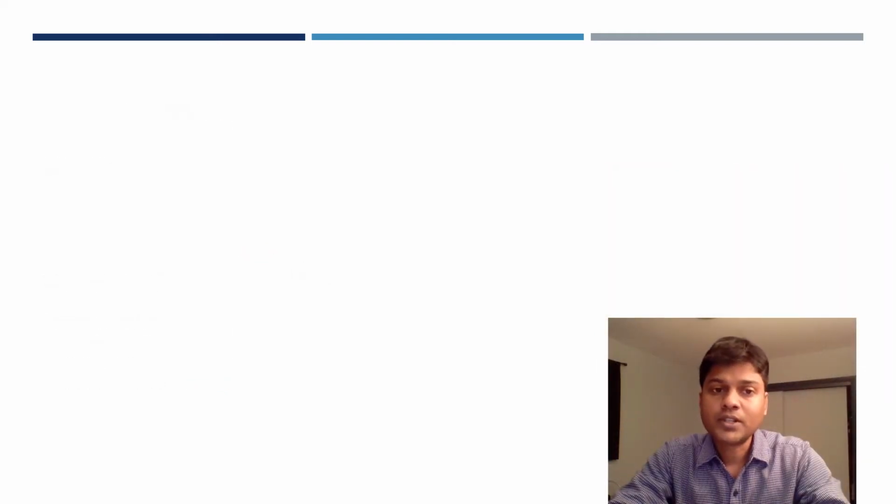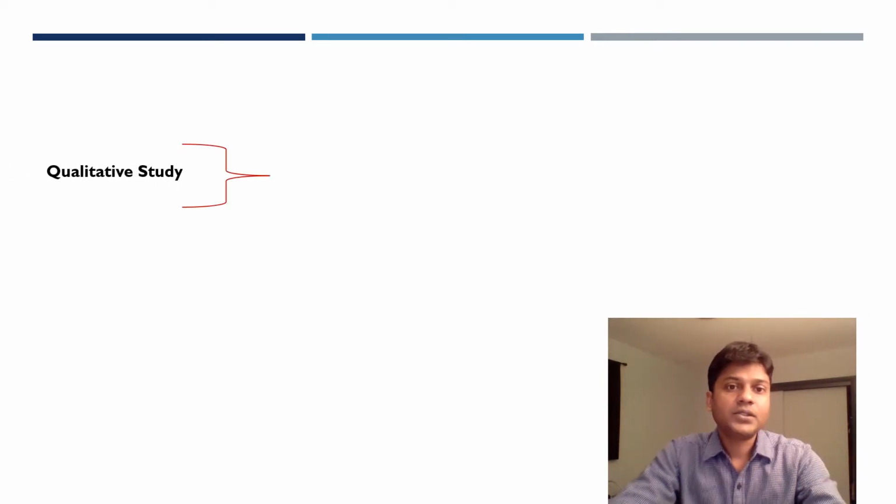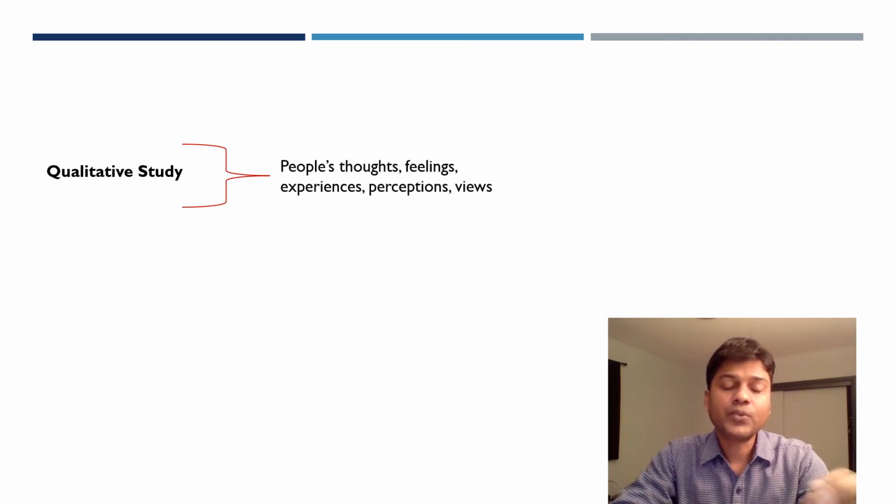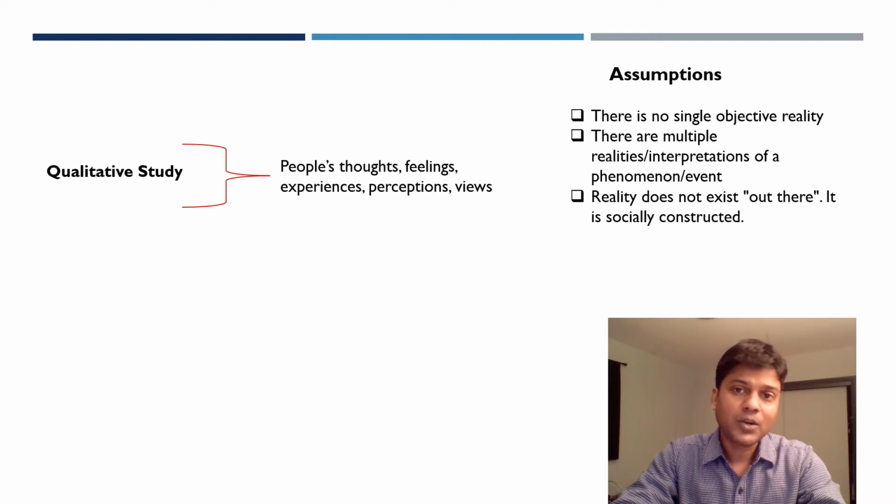So before we talk about those assumptions, let's understand what is qualitative research and why and where we use qualitative research design. Qualitative research is used when, as a researcher, we are interested in people's thoughts, feelings, experiences, perceptions, views. If we want to explore these things, we use qualitative research design. So qualitative research is based on certain philosophical assumptions. These philosophical assumptions are very different from what we just talked about in our previous slide when we talked about philosophical assumptions of quantitative research. So what are those assumptions?